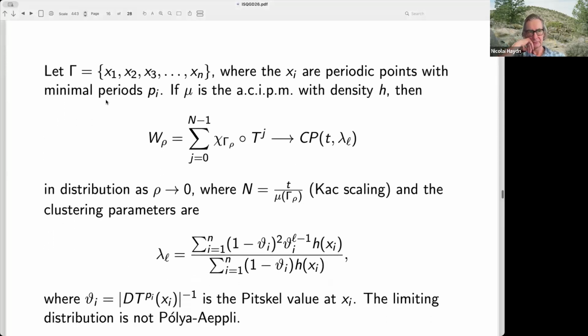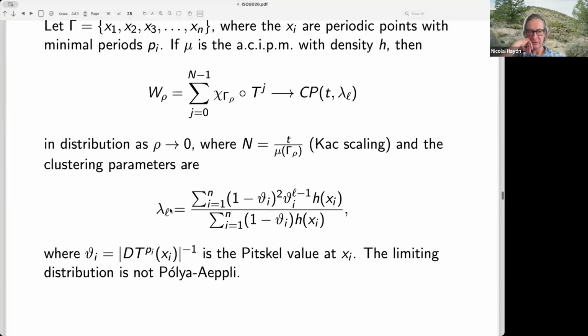Suppose you take many points. Same thing, C2 map, an interval, many points. Then this converges to Poisson. You still get cut scaling though, but the lambda parameters now are different, or linear combinations of these. These are the Pitchell values for each individual one. But the combined lambda L now is this one here, the h, the density of the absolutely continuous invariant measure.